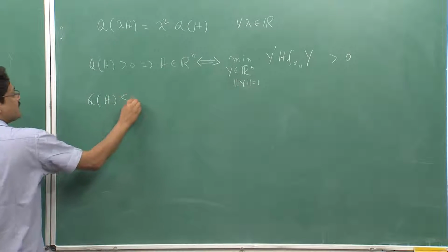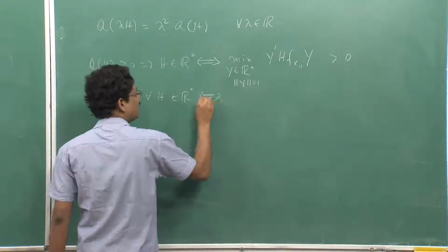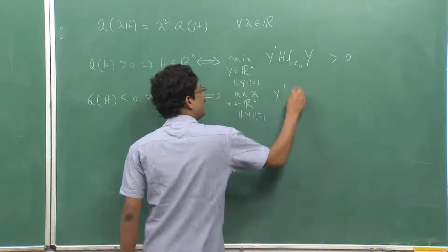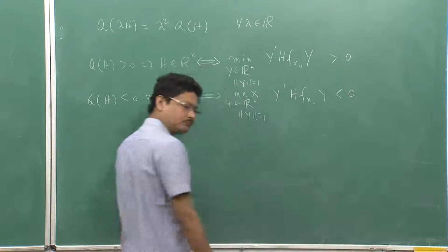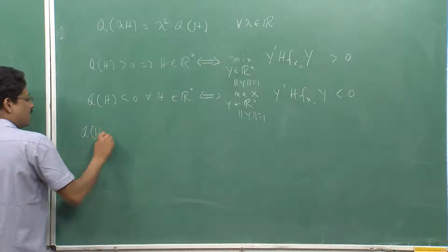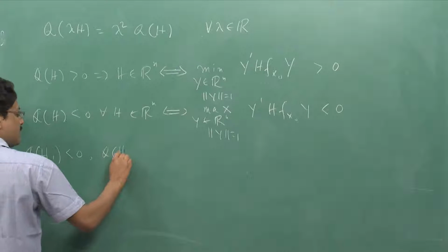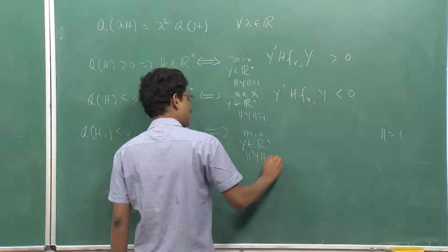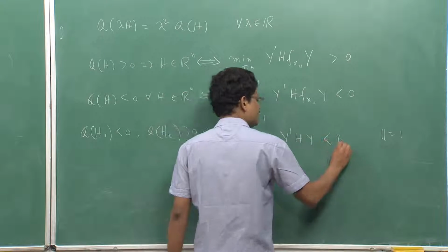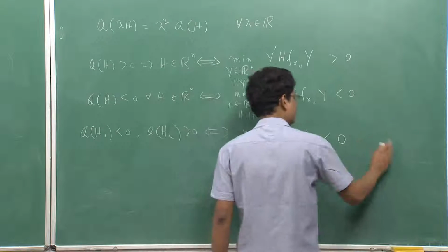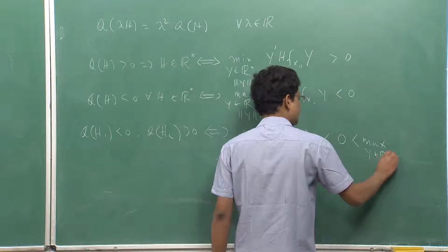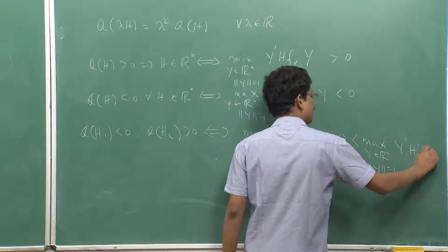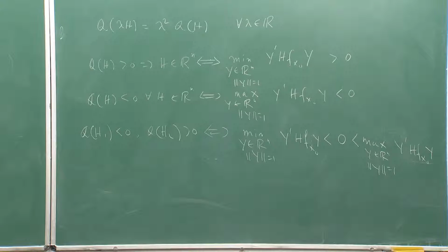Similarly, Q(h) is less than 0 for all h in R^n, this is if and only if the maximum over y in R^n, norm y equal to 1, of y prime Hessian f at x naught y is less than 0, and Q(h1) less than 0 and Q(h2) greater than 0, the third statement there, if and only if the minimum over y in R^n, norm y equal to 1, of y prime Hessian f at x naught y is less than 0, less than the maximum over y in R^n, norm y equal to 1, of y prime Hessian f at x naught y, right, because of the scaling property you can deduce that.